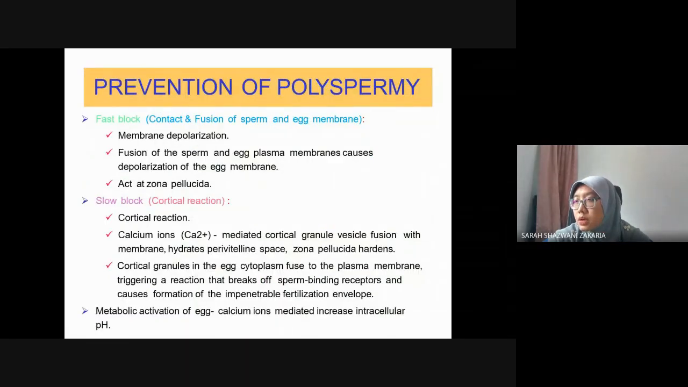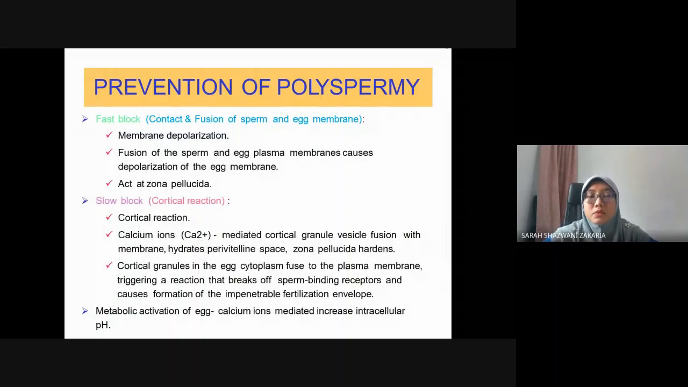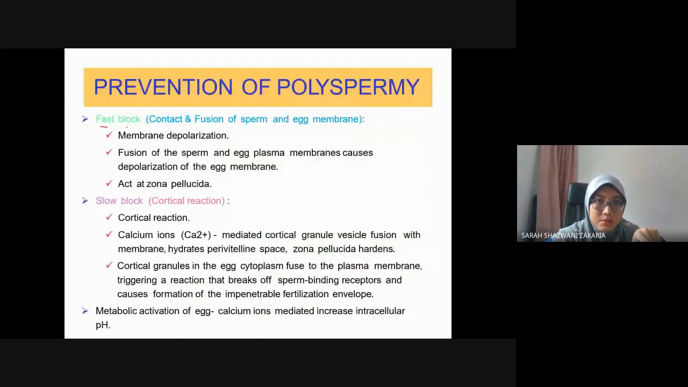So now we finish up this step: polyspermy prevention. Just now, when we went through the phases, we already covered a bit of polyspermy prevention, the hardening of the zona pellucida. The block is also polyspermy prevention. It overlaps. So the information here, the zona reaction, we have to fit with the fast block and slow block. In the cortical reaction, for prevention of polyspermy, there are two: fast block and slow block.